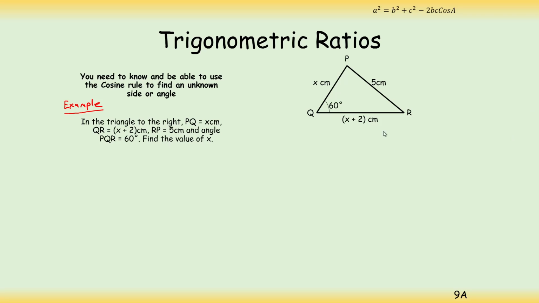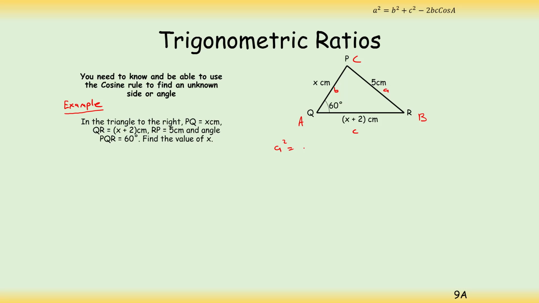Now I'm going to use cosine rule. So in order to use cosine rule, I'm going to cheat a little bit, and I'm going to relabel this triangle to help me use a squared equals b squared plus c squared minus 2bc cos A. Now the angle in between has got to be labeled as A, so I'm going to do that. So this angle here is A, which means this side is going to be a. I'm going to call this angle B, which means this side is going to be small b, and then I'm going to call this angle C, which means this side is going to be small c.